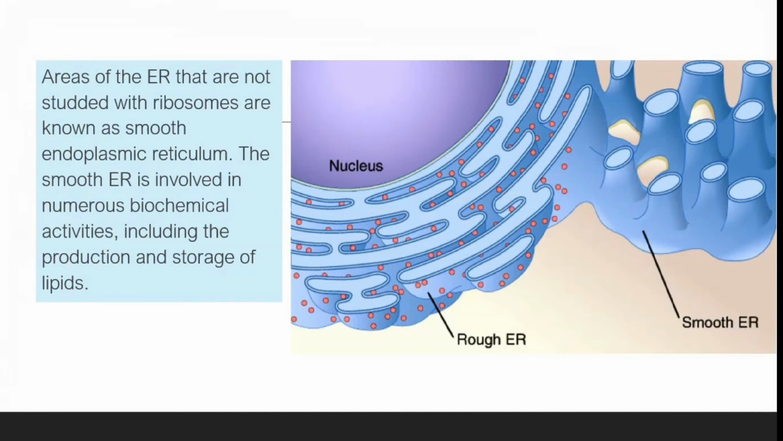Areas of the ER that are not studded with ribosomes are known as smooth endoplasmic reticulum. The smooth ER is involved in numerous biochemical activities, including the production and storage of lipids.